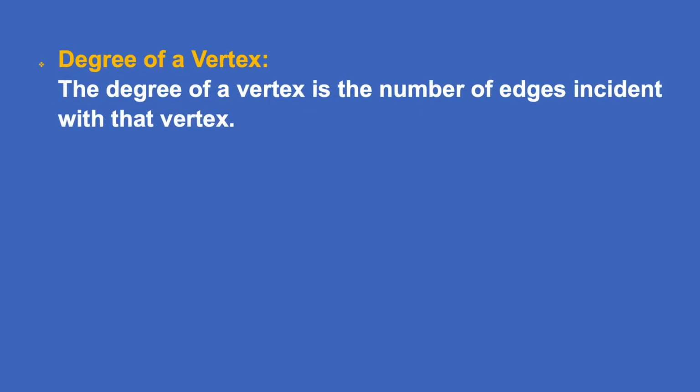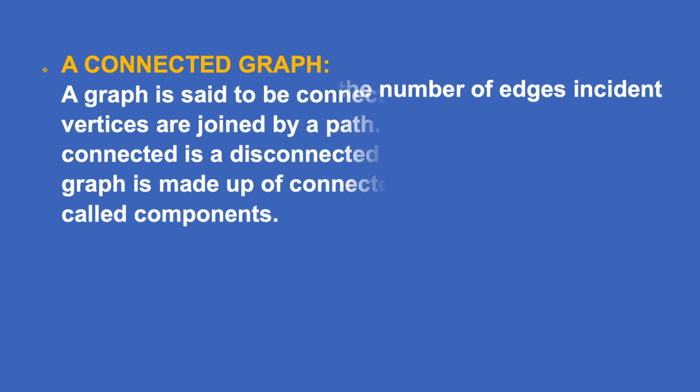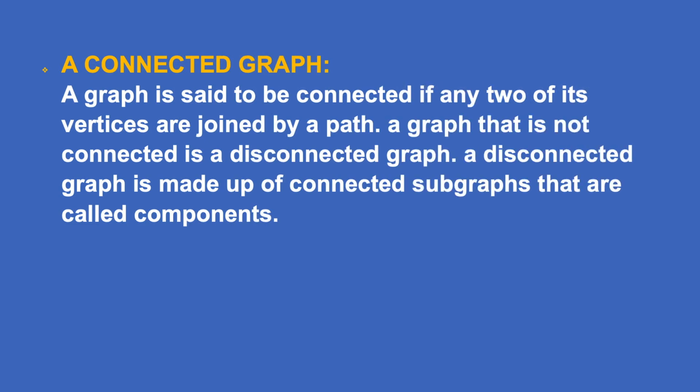The degree of a vertex. The degree of a vertex is the number of edges incident with that vertex. A connected graph. A graph is said to be connected if any two of its vertices are joined by a path. A graph that is not connected is a disconnected graph. A disconnected graph is made up of connected subgraphs that are called components.